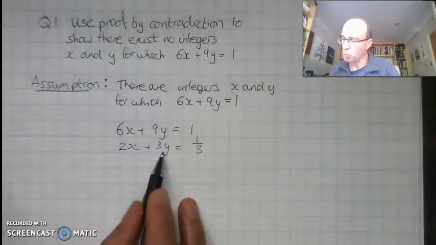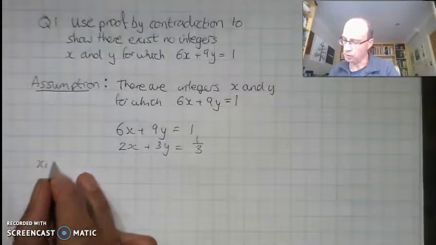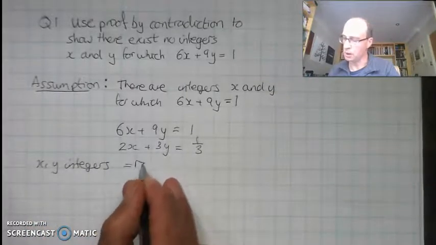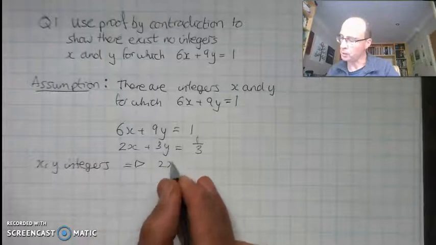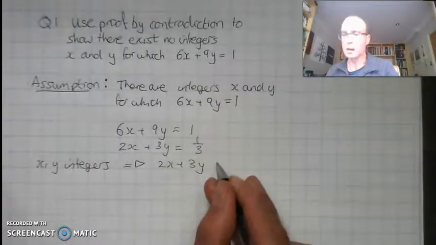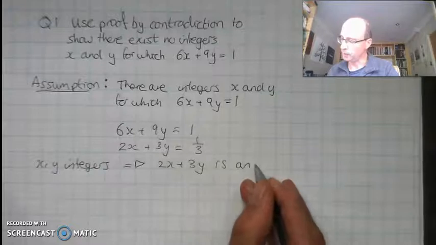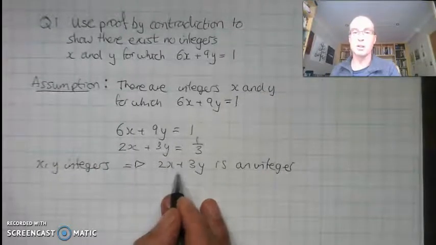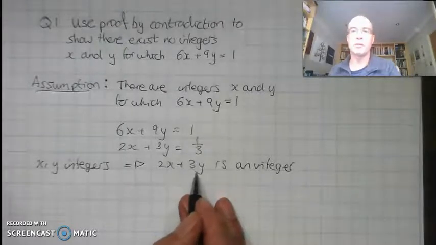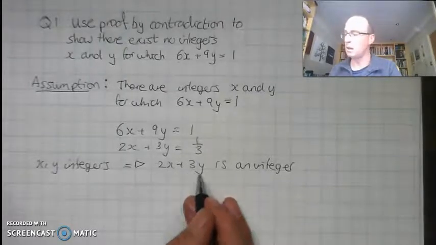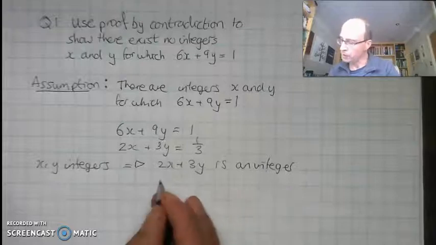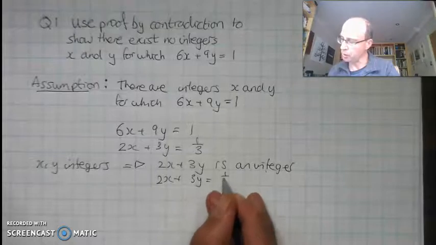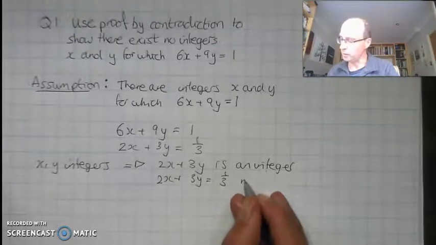Well, if x and y are integers, that's going to imply that 2x plus 3y is an integer. Don't know what the integer is, but if x is an integer and I multiply it by 2, I've got another integer. Y is an integer, I multiply it by 3, I've got an integer. If I add two integers together, I've got an integer value. But we've just worked out that 2x plus 3y is equal to 1/3, which is definitely not an integer.